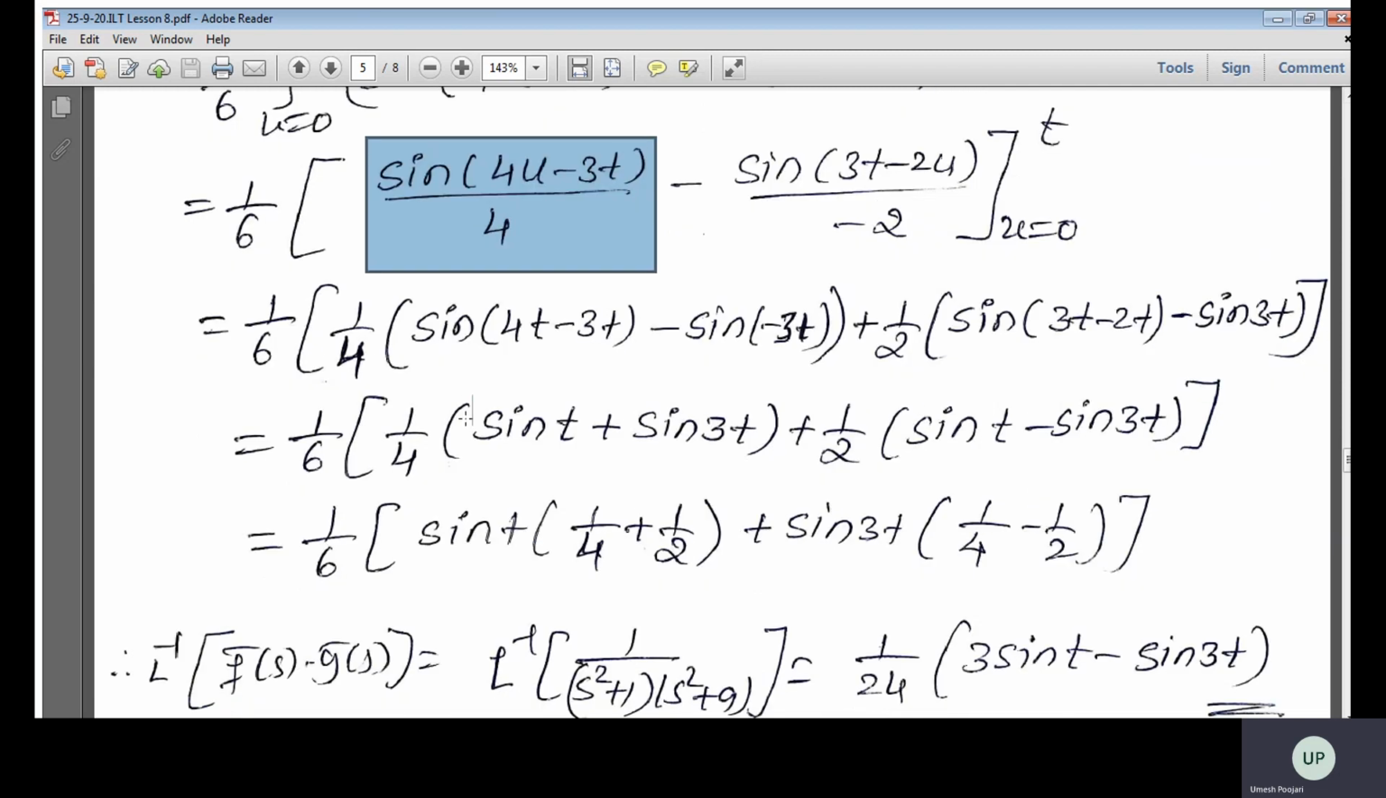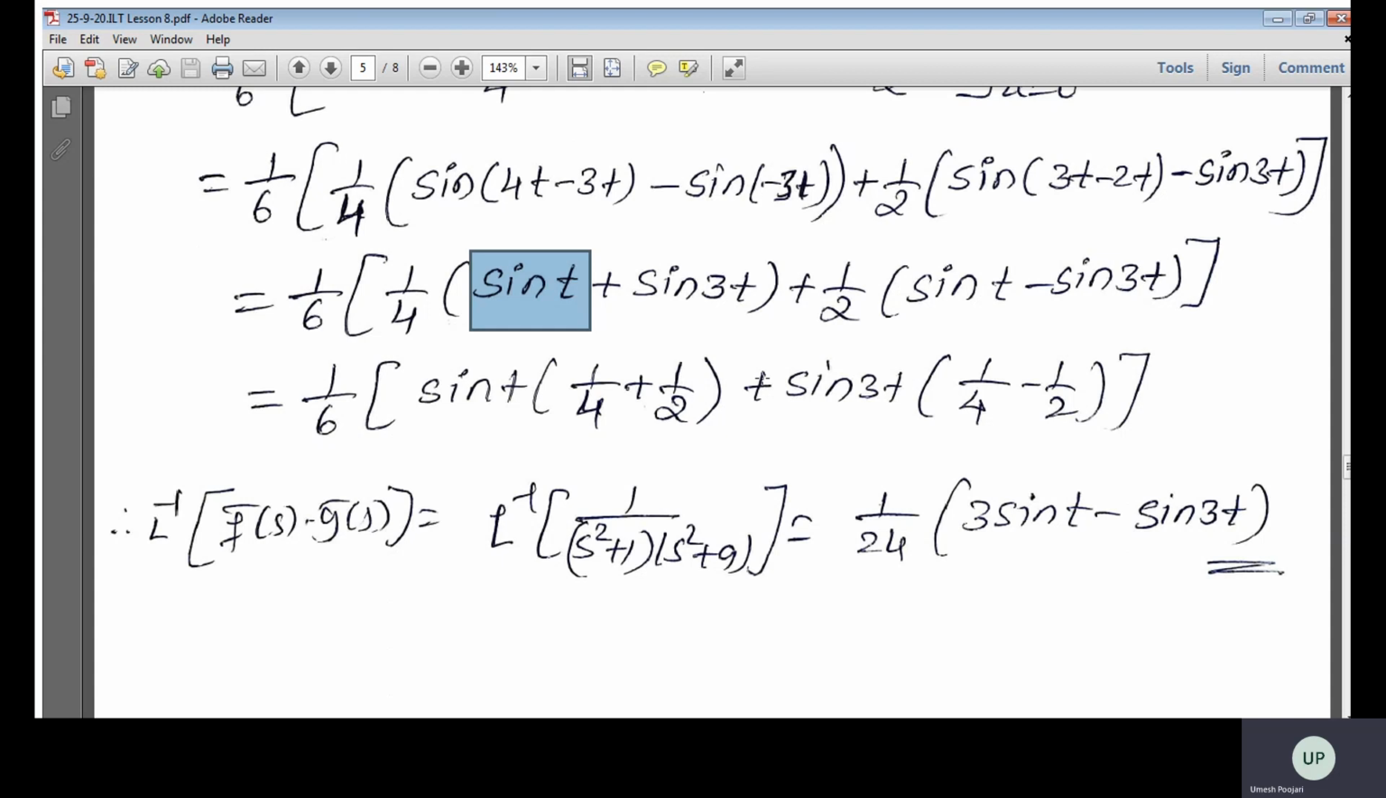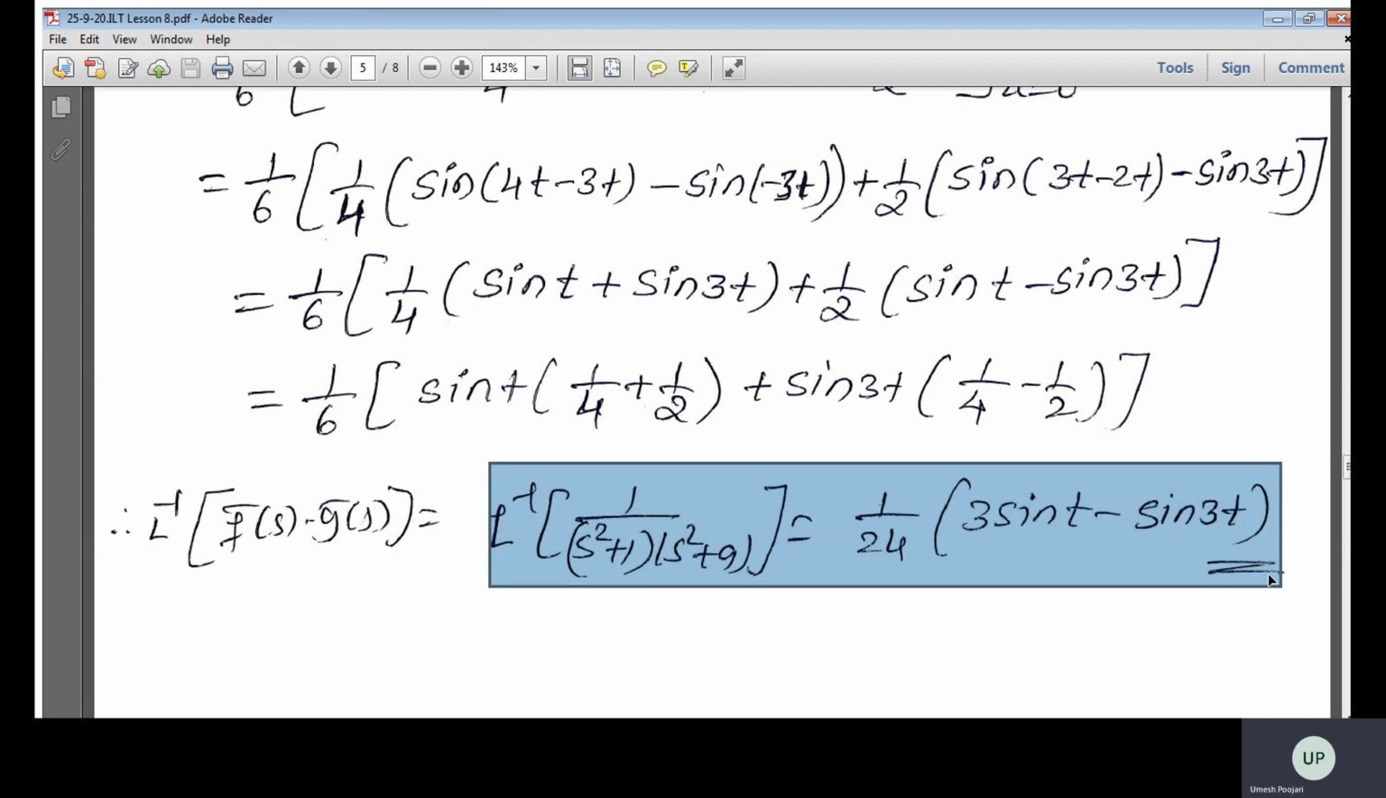Now again we can take sine t common here, sine t outside, remaining term is 1 by 4 plus 1 by 2. Plus sine 3t if you take outside, remaining constant is 1 by 4 minus 1 by 2. So after simplification, 1 by 4 plus 1 by 2 is nothing but 3 by 4 and 1 by 4 minus 1 by 2 is minus 1 by 4. So you can take 1 by 4 outside, 1 by 6 into 1 by 4 will be 24. Here 3 is remaining, here minus 1 is remaining. So 1 by 24 into 3 sine t minus sine 3t, which is the required answer for the given problem by using the convolution theorem.